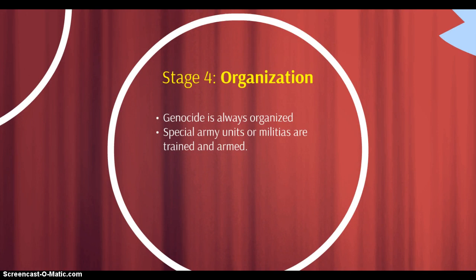Stage 4 is organization. Genocide is always organized, usually by the state, often using militias to provide deniability of state responsibility. Special army units or militias are trained and armed. In the situation in Rwanda, the Rwandan army does its best to keep peace. However, a different rebel group or militia, the Hutu tribe or the Hutu army, is the one that carries out the mass killings.